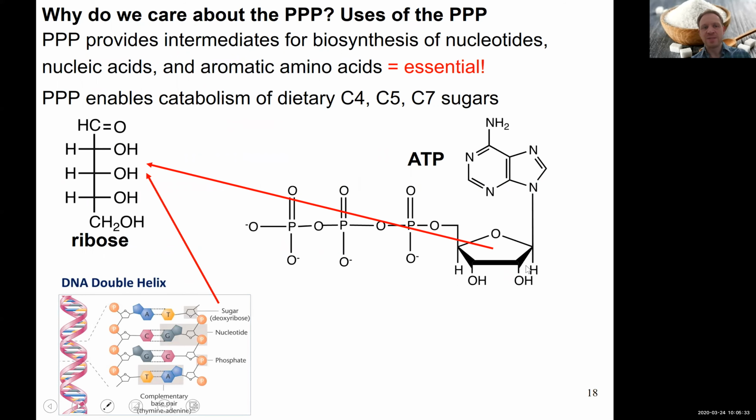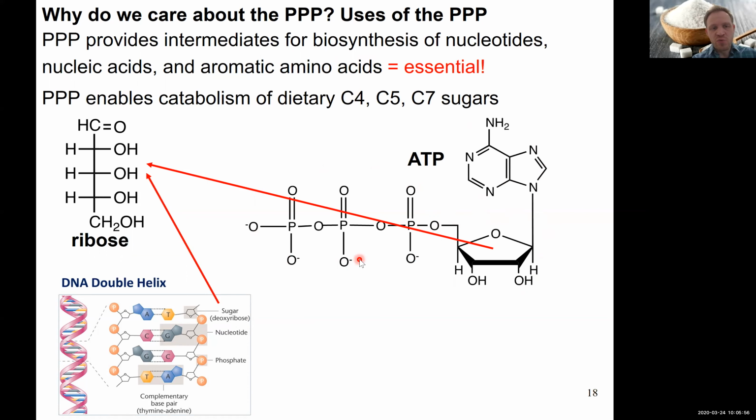And just to highlight this here in the structure, the PPP is essential for making ATP. What we're making is this ribose molecule here. It's shown in the Fischer projection here, and here it's in the ring, forming the link between your nucleotide base and the phosphoester and phosphoanhydride bond in ATP.